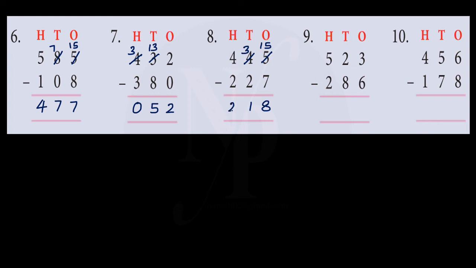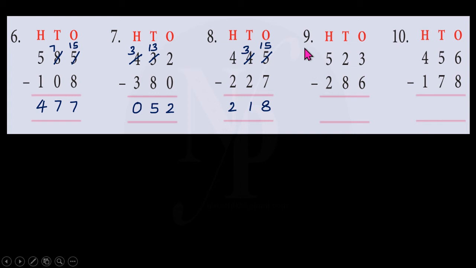200s. So here we subtracted 7 ones from 15 ones to get 8 ones, and subtracting 2 tens from 3 tens we get 1 ten, and subtracting 2 hundreds from 4 hundreds we get 2 hundreds. So 218 is the difference of 445 and 227.